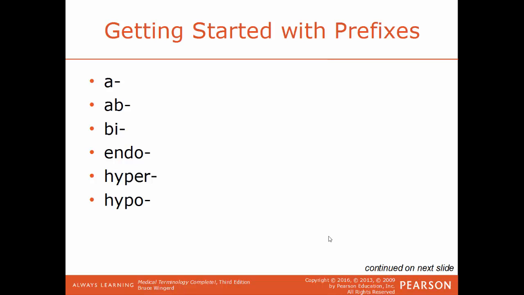The first one, a. This means without. Sometimes it will be a or an for an. So an anaerobic, without oxygen, for example. Next one, ab. This means away from. So the joint movement abduction is being moved away from the body's midline. So ab means away. Ad means to. Endo means inside. Hyper means higher than normal or above.